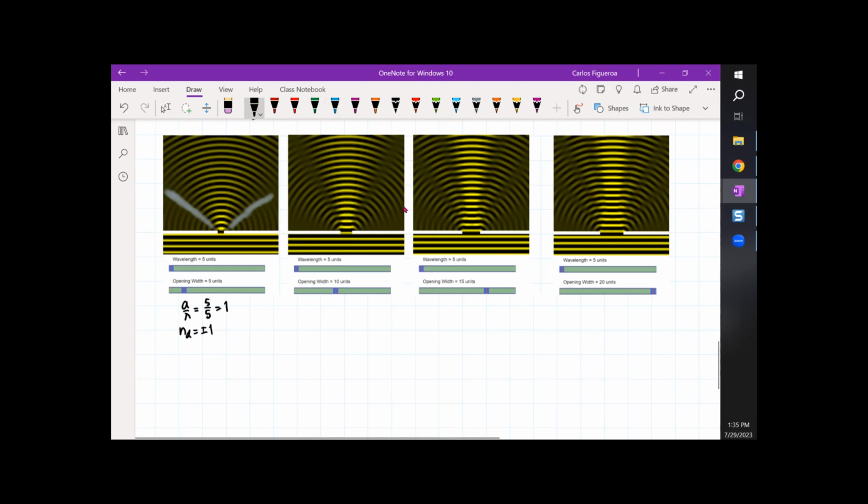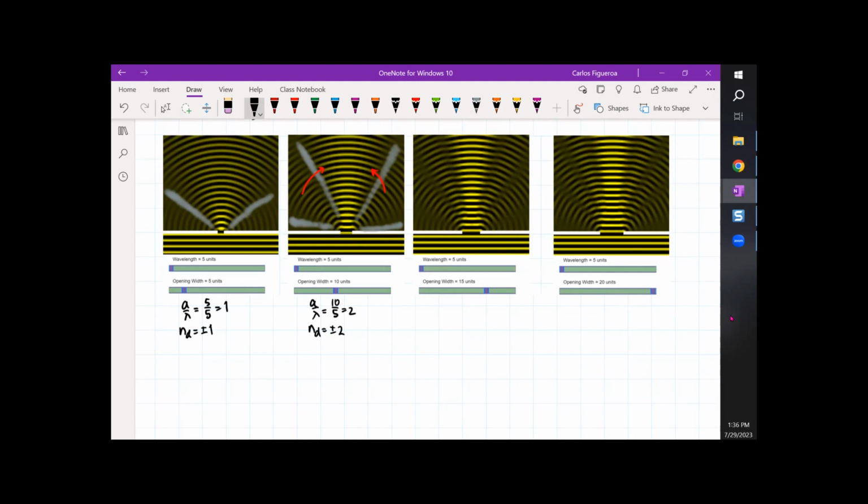Now let's look at what happens in these other situations. If I look at this, this is a over lambda, and this one is going to be 10/5, which is 2. Look what's happening. I now have more minimas. What you're seeing in this pattern is that it looks like it's moving in this direction. So this would tell me that this is now going to be nd equal to plus or minus 2.